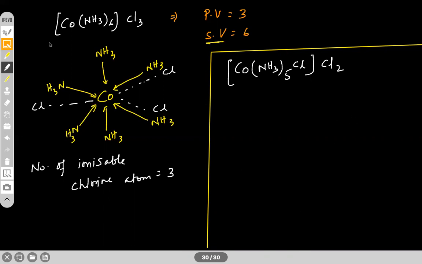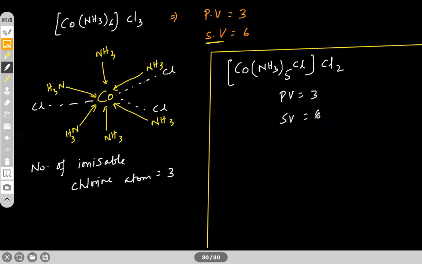In this one, again, if you count, the primary valency is the oxidation state, that is 3 only, right? And secondary valency is again 6. So it is same here. This chlorine is a negative ion. It has a dual role here. It satisfies primary valency as well as secondary valency, right? It has a dual role.